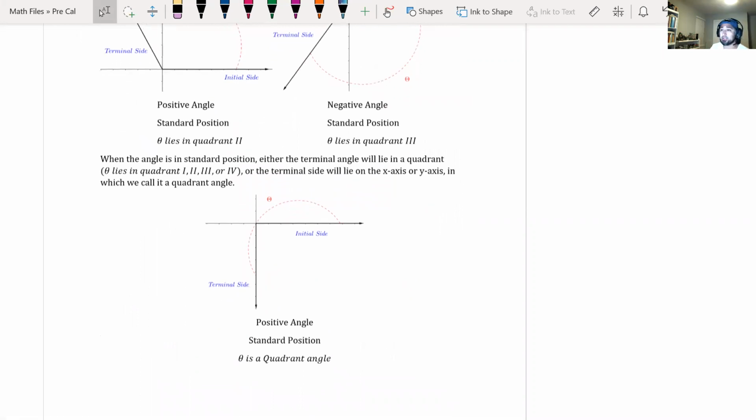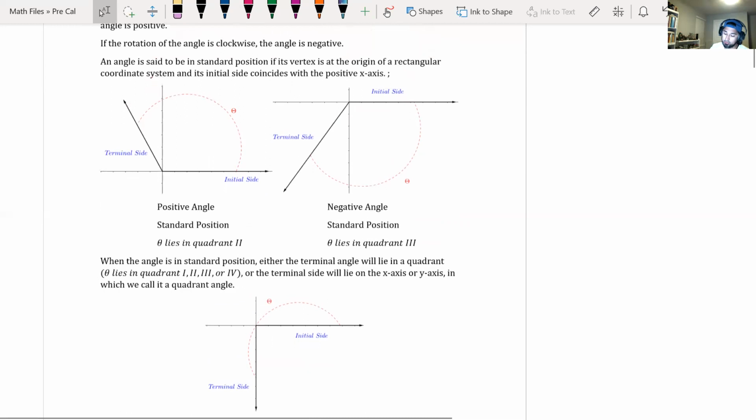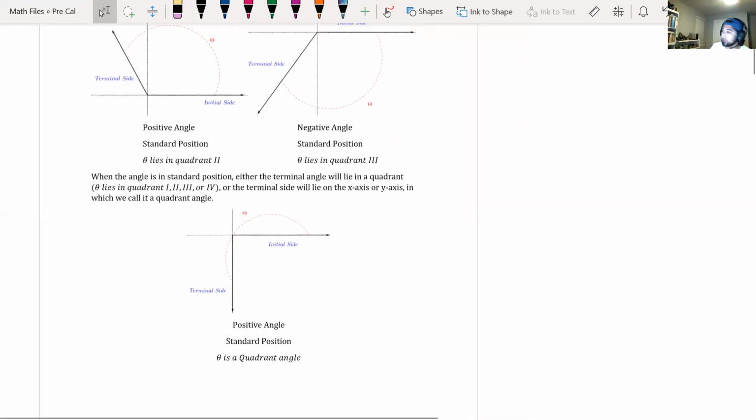When the angle is in standard position, either the terminal side will lie in a quadrant, theta will lie in quadrants 1, 2, 3, or 4, or the terminal side will lie on the x-axis or y-axis. In that case, we call it a quadrant angle. All right, so 90 degrees or negative 90 degrees or 180 degrees and 360 degrees would all be considered quadrant angles because those would lie on an actual x-axis or a y-axis. Okay, so there's our page of definition, going over what angles are.